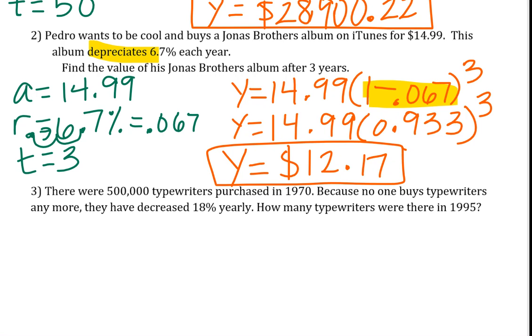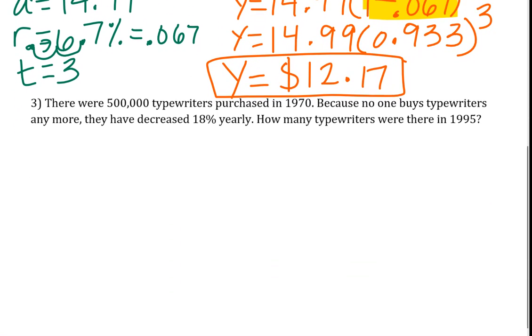Okay. And the last problem. There were 500,000 typewriters purchased in 1970. Because no one buys typewriters anymore, they have decreased 18% yearly. How many typewriters were there in 1995?